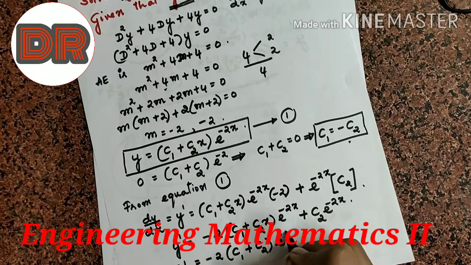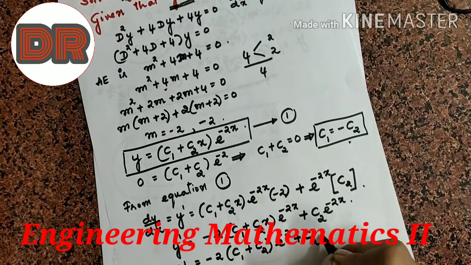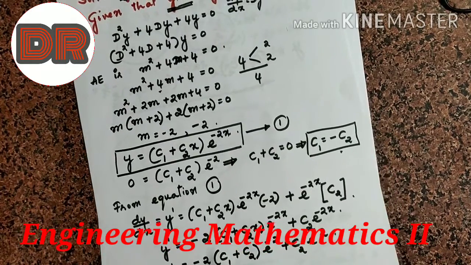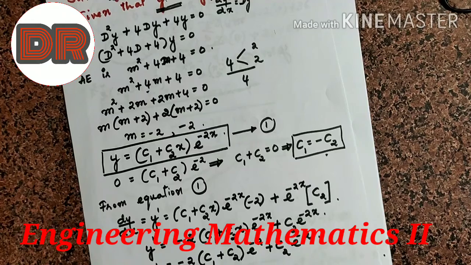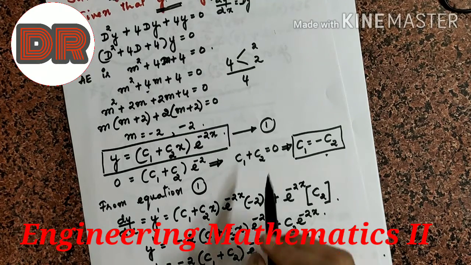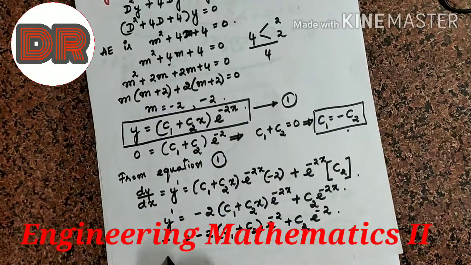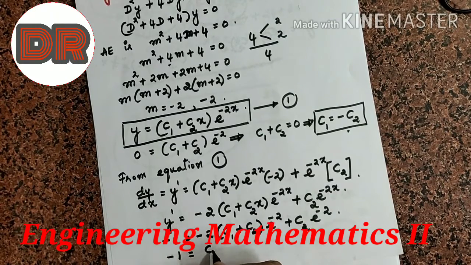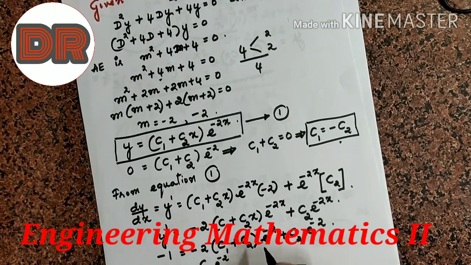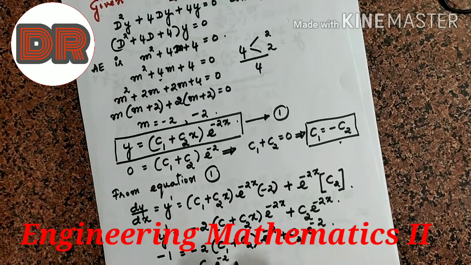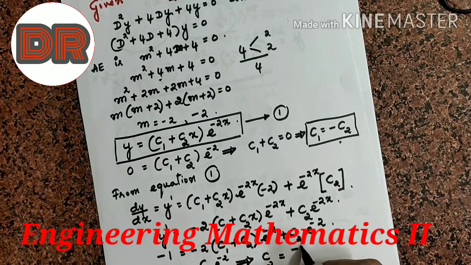So e to the power minus 2 plus c2 e to the power minus 2. Let me simplify this further. So here c1 plus c2 value is already known, it is 0. So substitute that. So minus 1 is equal to 0 into this, this becomes 0. So we have c2 e to the power minus 2. So c2 will be equal to minus 1 divided by e to the power minus 2.